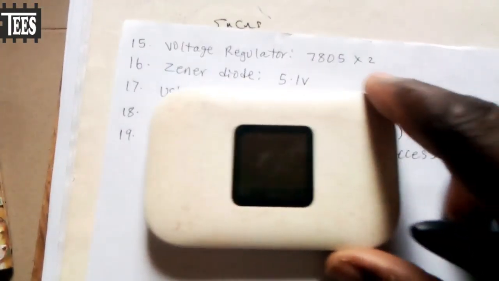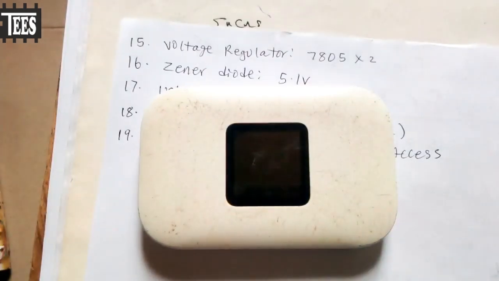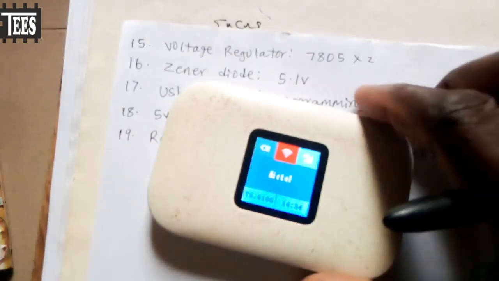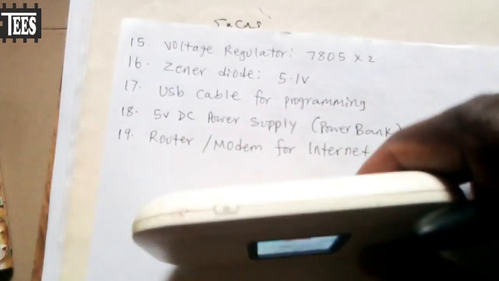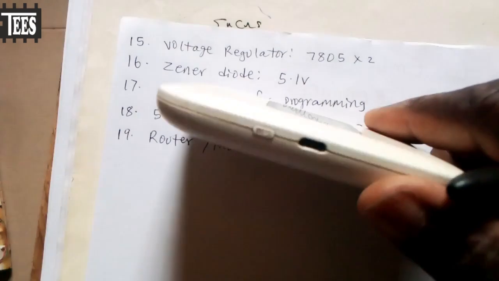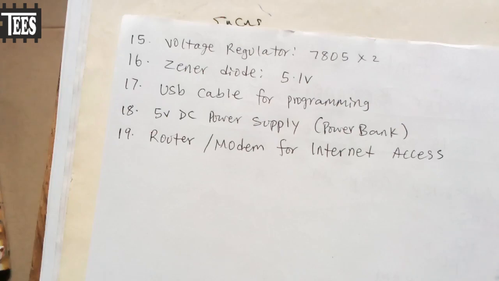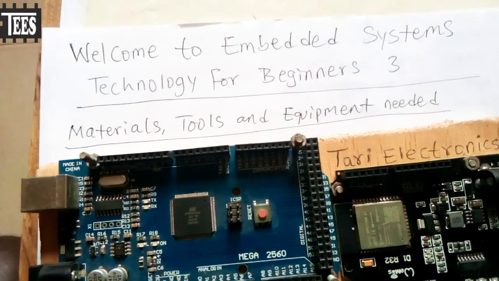At some point we need to install some software from the internet, so you need internet access. So this is a router with an inbuilt modem. All these are things that you should get ready for programming. So from here we've known what are the things that are needed.